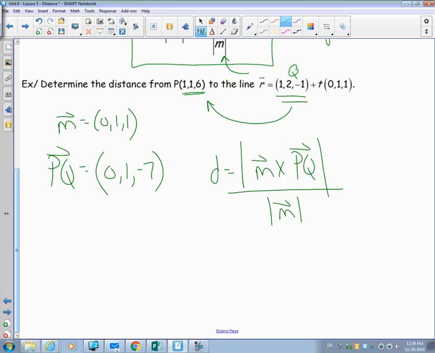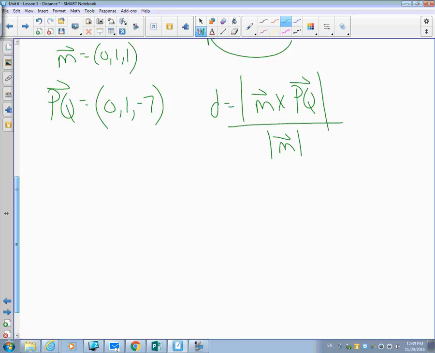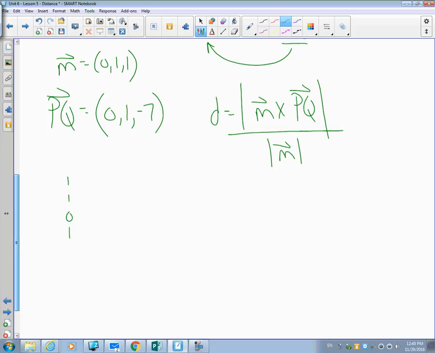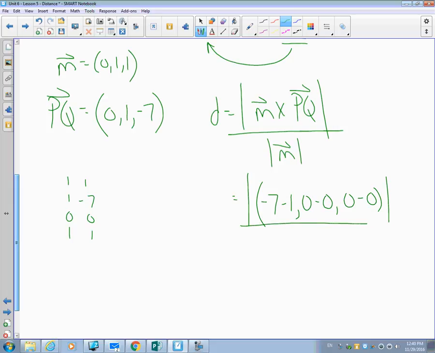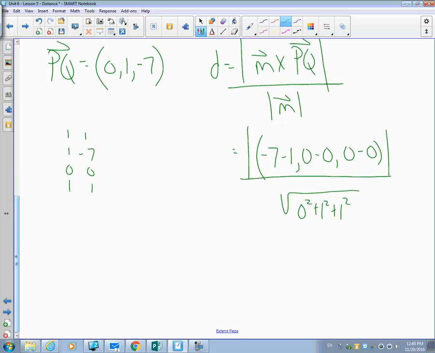So let's give this a try. Let's do a cross product. Good practice here. So we'll do 1, 1, 0, 1, 1, negative 7, 0, 1. And our cross product produces a vector. So we'll get negative 7 minus 1, we'll get 0 minus 0, and we'll get 0 minus 0, over the magnitude of our direction, which was 0 squared, 1 squared, and 1 squared. Make sure you're using M for that. That's the direction of our line.